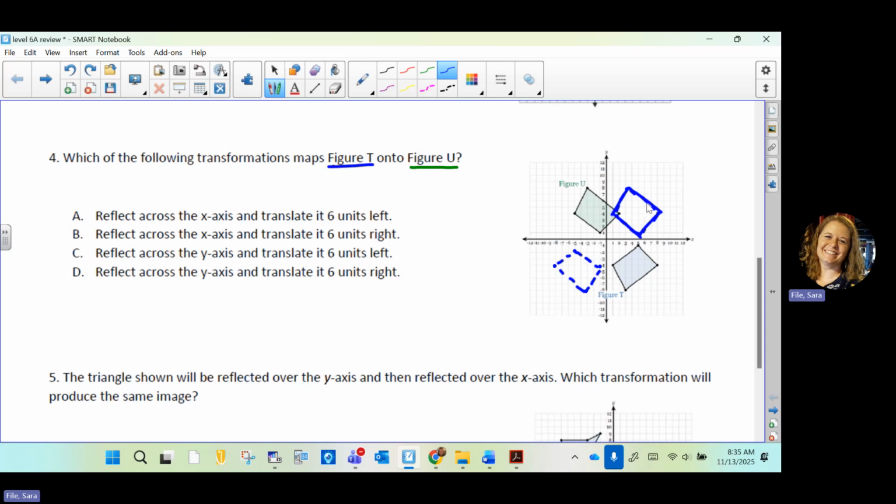And now we need to figure out how far it's shifted. So this point would correspond to this point. So we know it's over the x-axis, not the y. And then it shifts. This one says left versus right. To get from here to here, do I need to go left or right? Left. So it's flipped up over the x-axis and then shifted left 6.